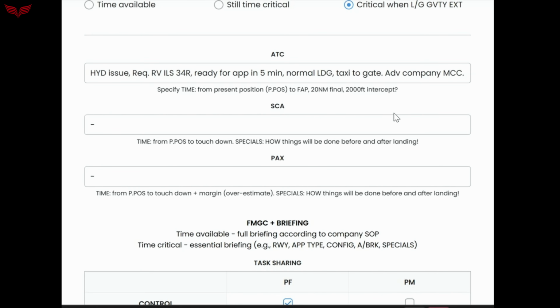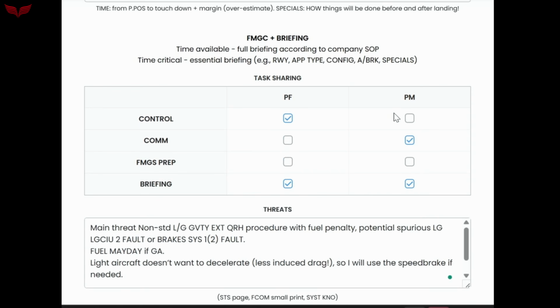Keep normal task sharing and then we continue with the senior. For them, it's a normal operation and it's not required. Passengers, also normal operation, no additional PA required. Normal briefing was done, and briefing updates are done while maintaining normal task sharing.